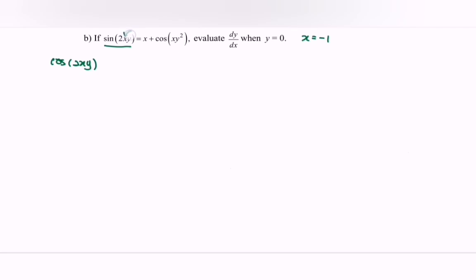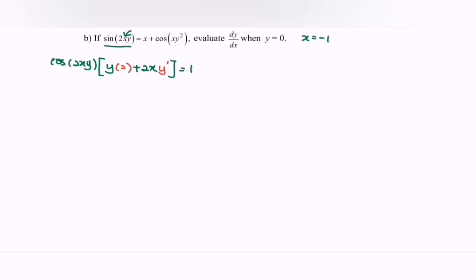Next, focus on the angle. Making use of the product rule, we have y multiplied by 2, because we differentiate the 2x, and then plus 2x, where if we differentiate the y, we will have y prime. Continue: differentiate x with respect to x, and we will have 1.